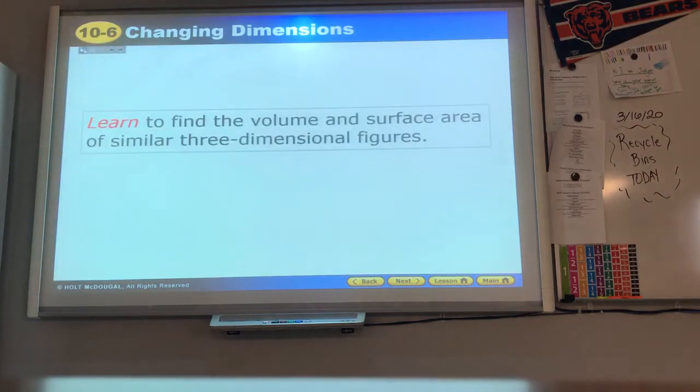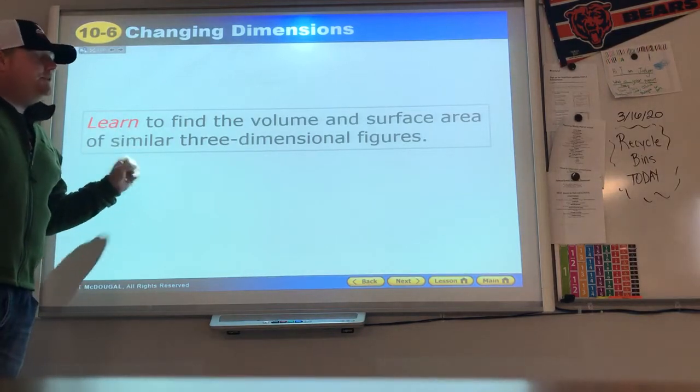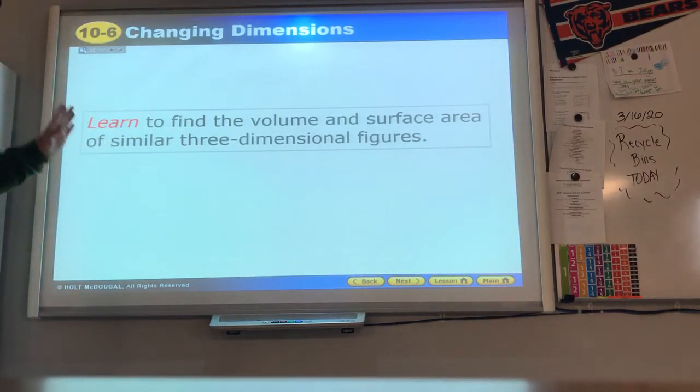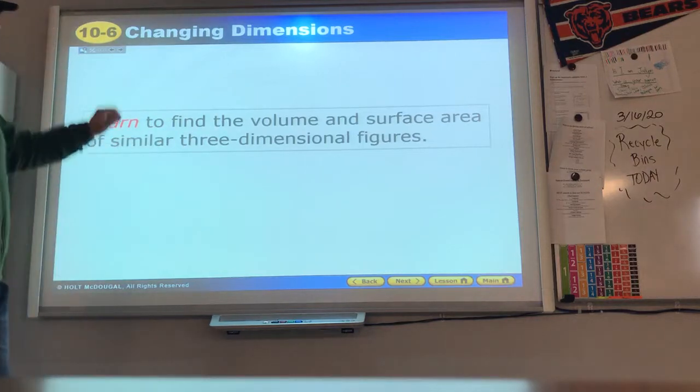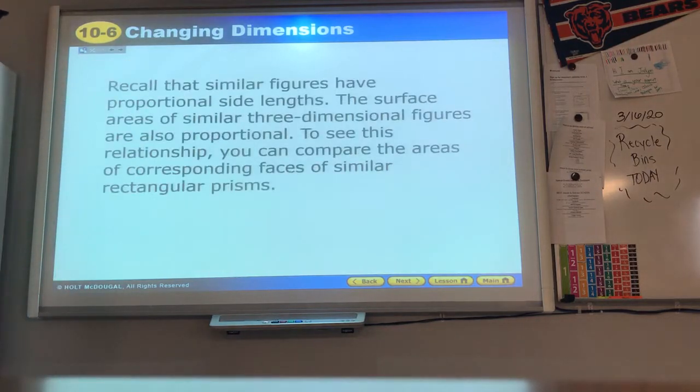We're going to learn to find the volume and surface area of similar three-dimensional figures. Similar means they're alike, but they don't have to necessarily be the same size as long as they're the same ratio. Recall that similar figures have proportional sides. The surface areas of the similar three-dimensional figures are also proportional.